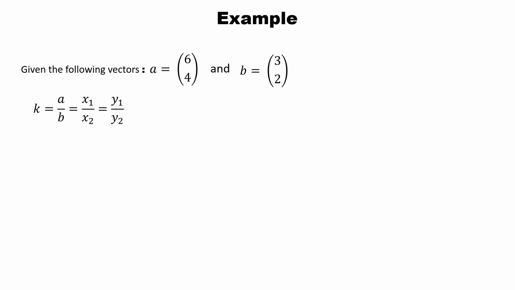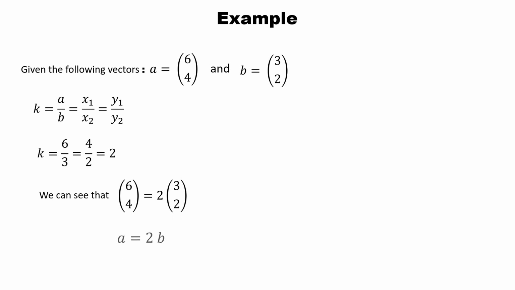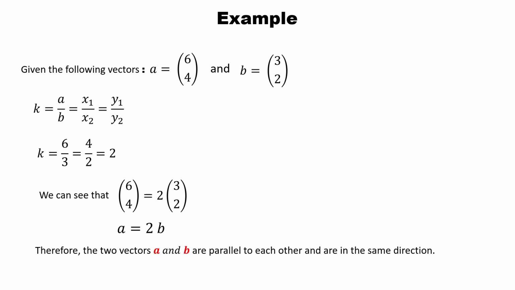So, if we substitute the values, we get 6 over 3 and 4 over 2, and they both give us 2. Hence, we can see that A is equal to 2B, and from this we can conclude that vector A and vector B are parallel to each other, and they are in the same direction, since the value of k is positive. Moving on to the collinear points.